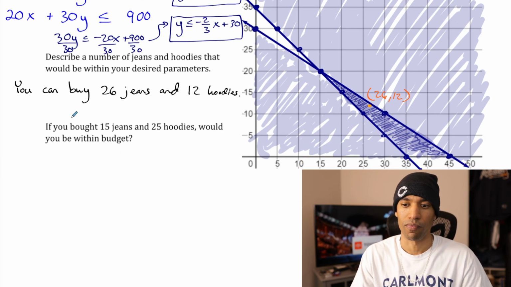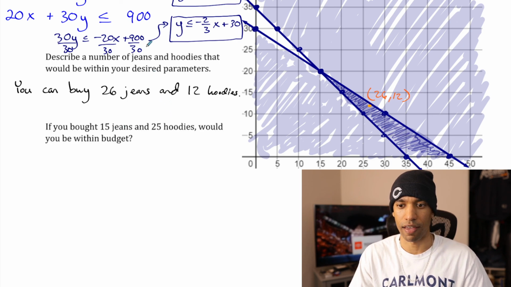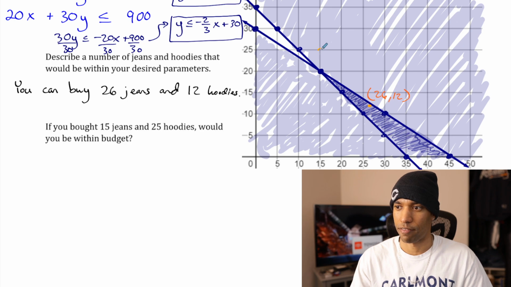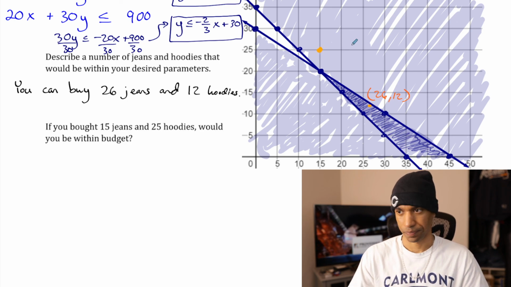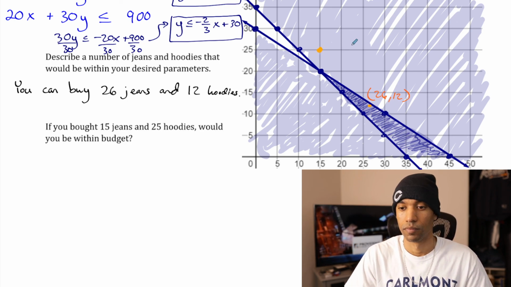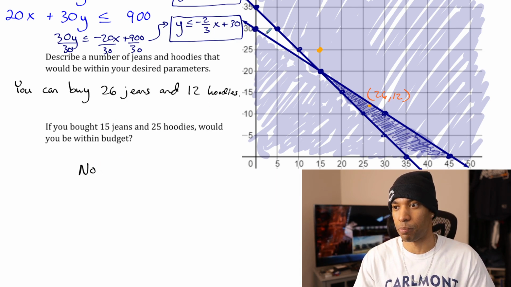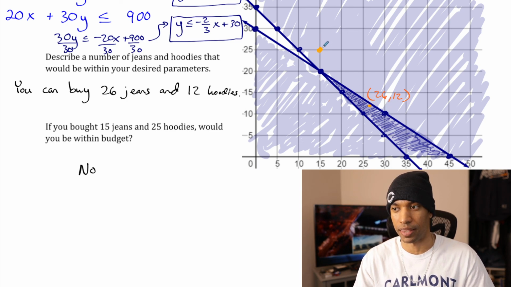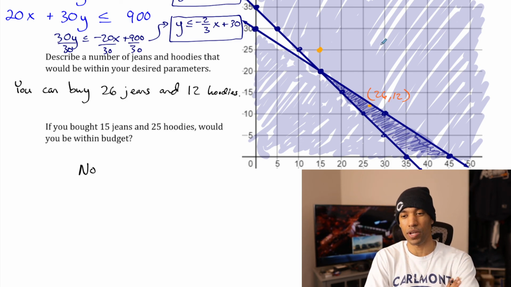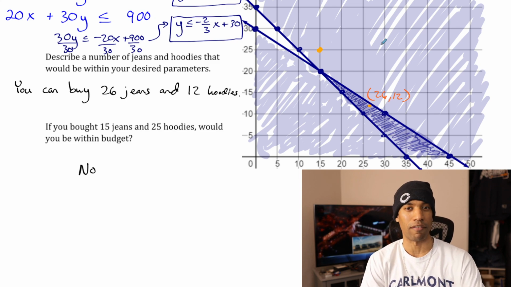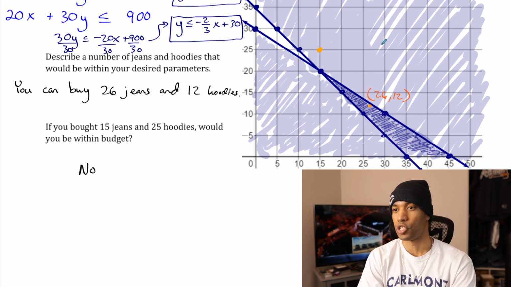That does work. If you bought 15 jeans and 25 hoodies, would you be within budget? 15 jeans, 25 hoodies. Is that within budget? No. This is above the budget. Here's your budget line. This is above the budget line there. It's in a shaded region, but it's in the shaded region of buying at least 35 articles of clothing. That's the wrong shaded region.